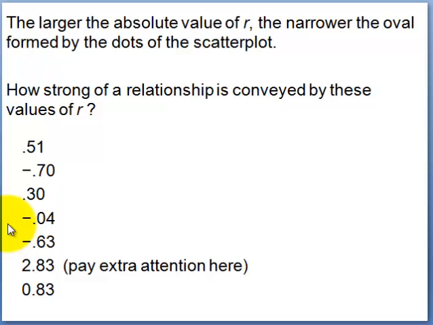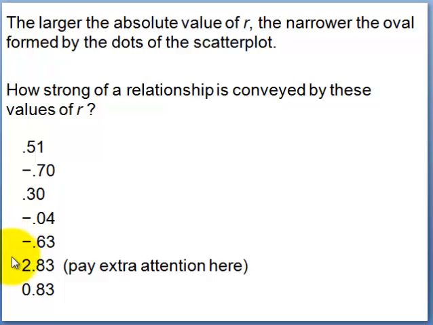So this correlation here, this relationship, is presumably trivial in size, and we're going to talk a little bit later about some exceptions. Minus 0.63, again, this is a negative relationship that is quite strong in terms of our qualitative descriptors.